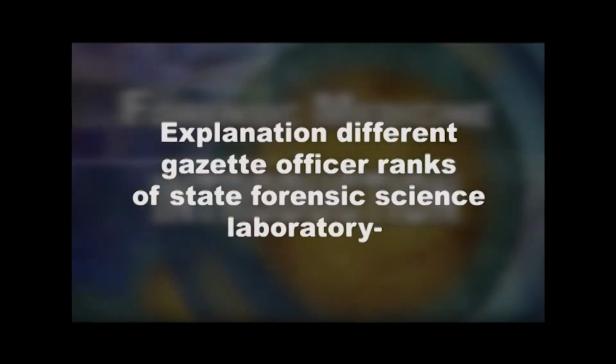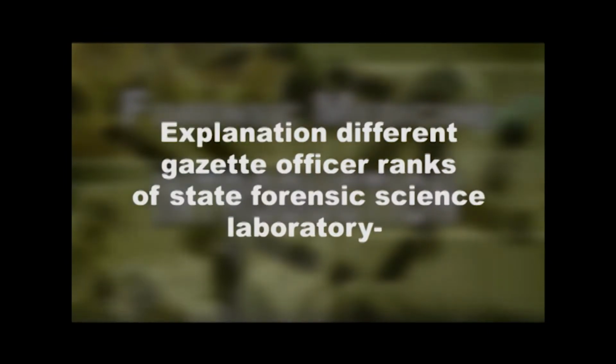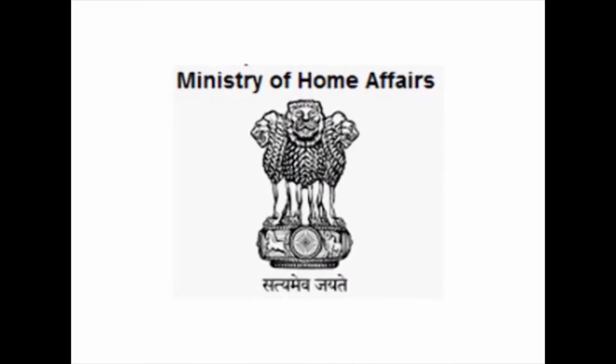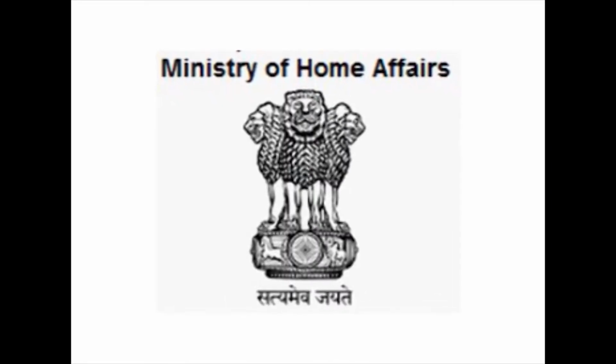Explaining different ranks of the gazetted officers in a state forensic science laboratory. With this table, you are able to understand the hierarchical position of the State Forensic Science Laboratory. Director. The Director of a forensic science laboratory works under the supervision of the police or Ministry of Home Affairs of their respective state. Moreover, the director is the chief officer of the forensic science laboratory. Under his or her supervision, the whole forensic science laboratory works.